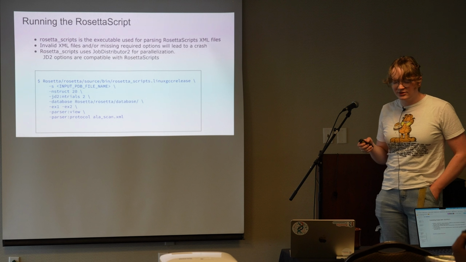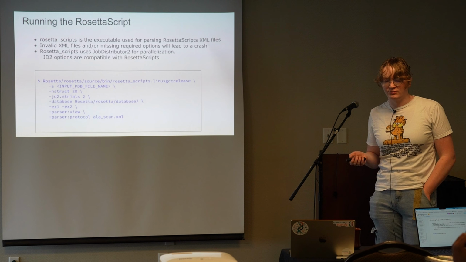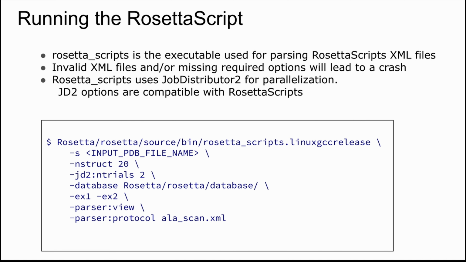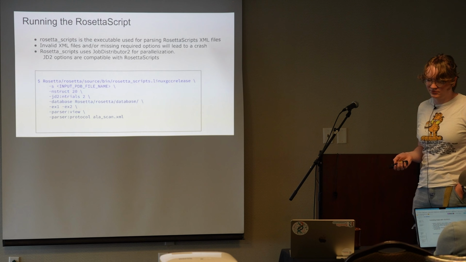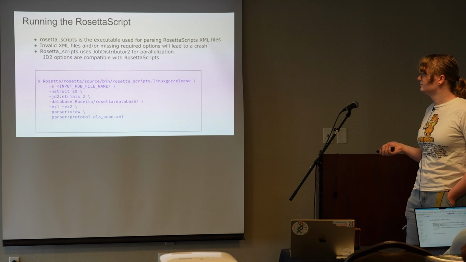Okay, so now that we've built our Rosetta script, how do we run it? There is a Rosetta scripts executable, and that'll parse all of the Rosetta scripts. It's actually pretty easy because you can just use rosetta_scripts and give it the XML you want it to use. Invalid XML files and any missing required options will cause it to crash. Also, Rosetta Scripts does allow for job distribution. Any JD2 options are compatible with Rosetta Scripts as well, for example, nstruct and trials.